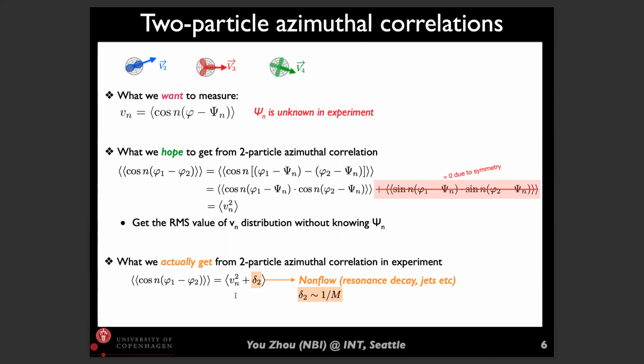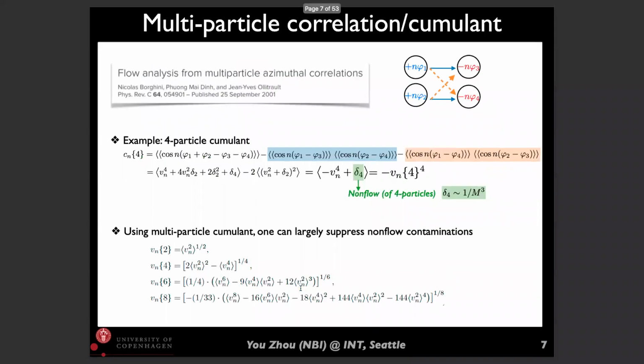Normally, the non-flow contamination in two-particle correlation scales with 1 over N, where N is the number of particles produced in the final state. To suppress this effect, one of the very smart ideas is using multi-particle correlations. For example, we can construct a four-particle cumulant. When you have the correlation between four particles, you have the total four-particle correlation.